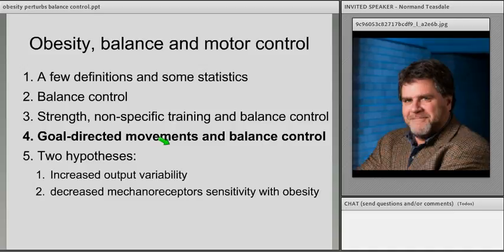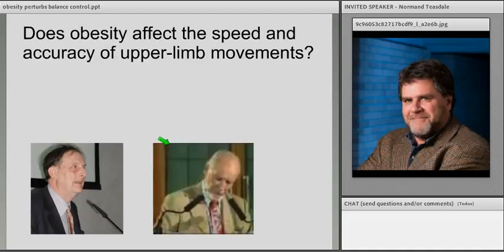So when obese individuals perform upper limb movements, these movements may be less precise than those of normal weight individuals, and this could have some important effect on the task they're actually performing.